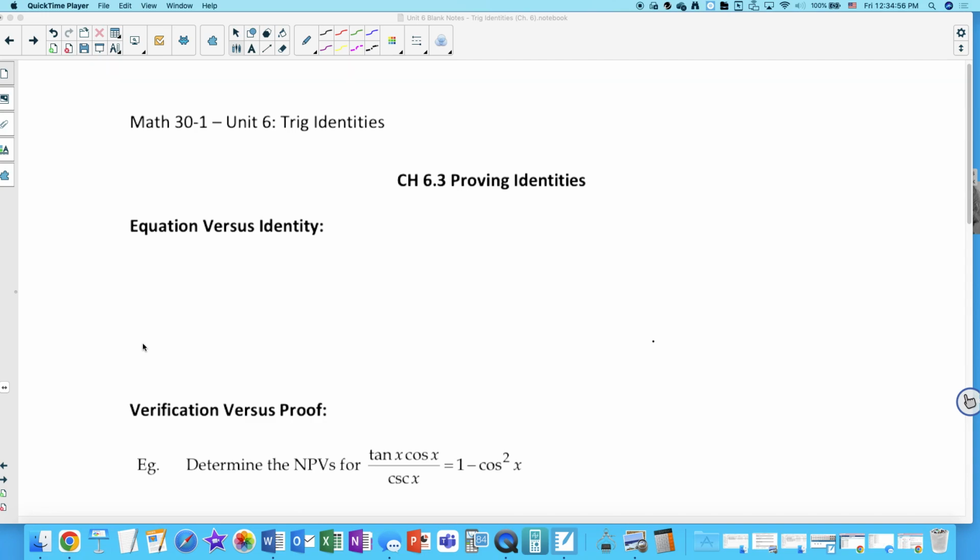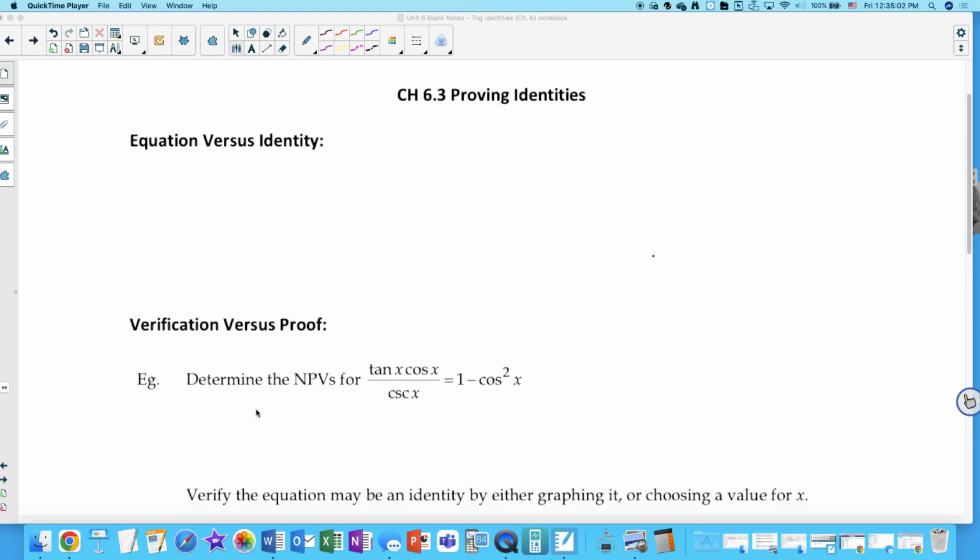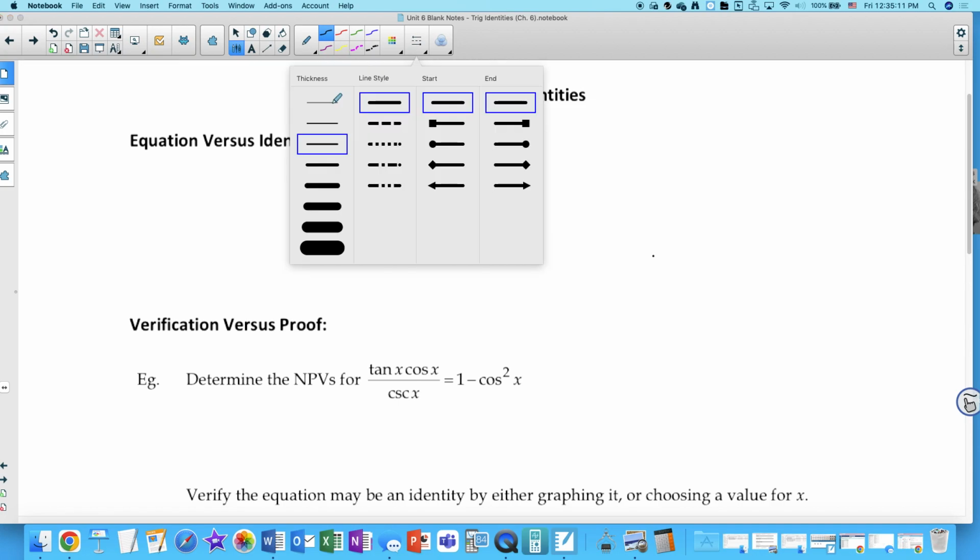Okay? So just to make sure we know the difference between an equation and an identity, an equation is a mathematical statement that can be solved for one value of the variable, right?